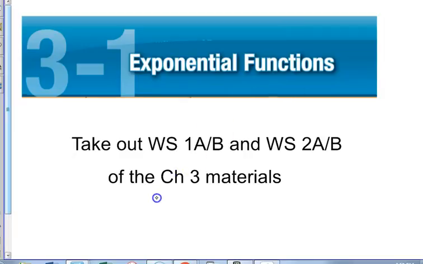All right, guys. This is the notes on 3.1. We need to start on 1B. It actually is because the front is just a review of exponent rules. Okay.